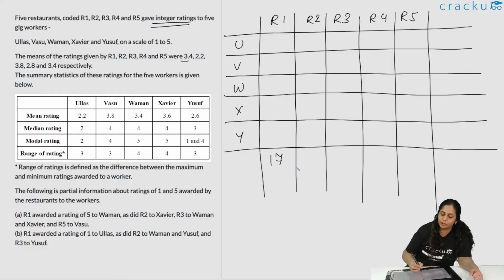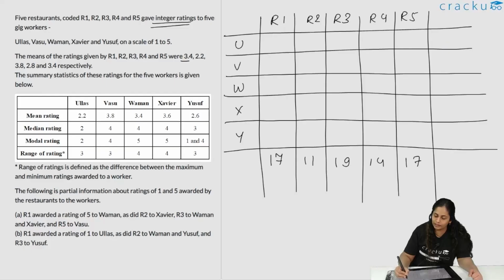By R2 it is 2.2 into 5, which is 11. By R3 it is 3.8 into 5, which is 19. 2.8 into 5, which is 14. And 3.4 into 5, which is 17. So this information I am able to find out. Similarly, the mean rating for Ullas is 2.2, so multiplied by 5 would be 11, then 19, 17, 18 and 13. This would be the sum of ratings received by each one of them.